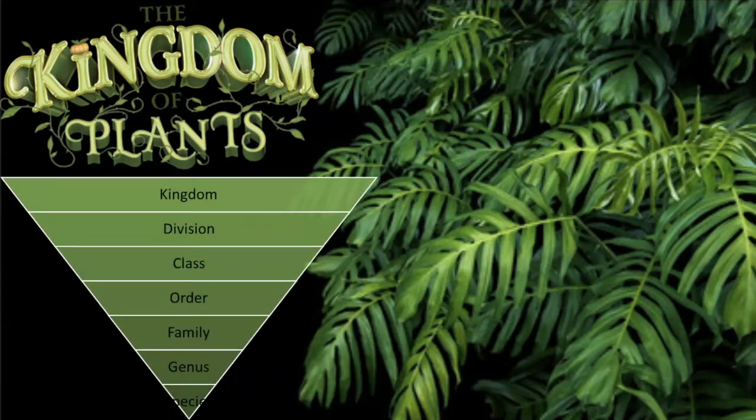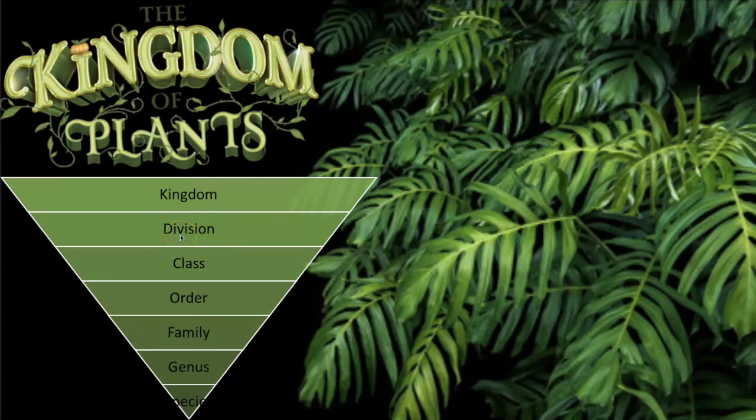And this is where remembering King Philip came over for good spaghetti will come in handy, because what we have here is kingdom, division, class, order, family, genus, species. And if you noticed already, we have something that's different. When we're talking about plants, instead of having a phylum, we have what's known as a division.